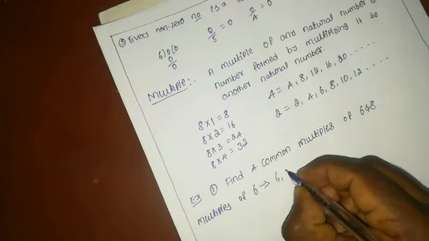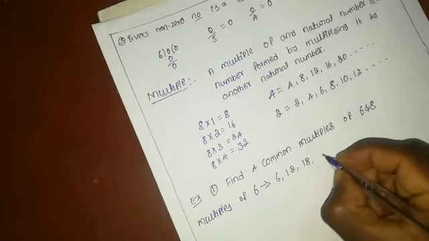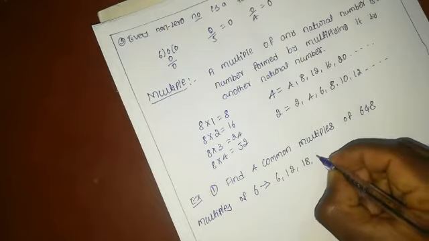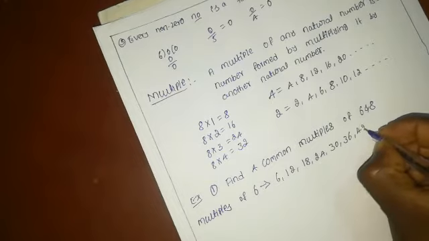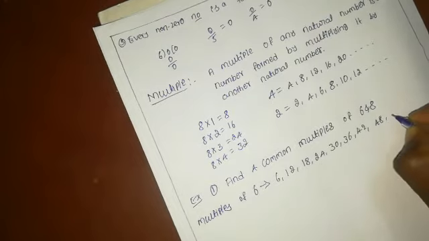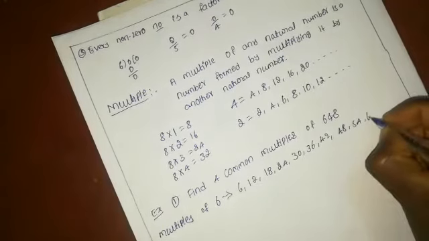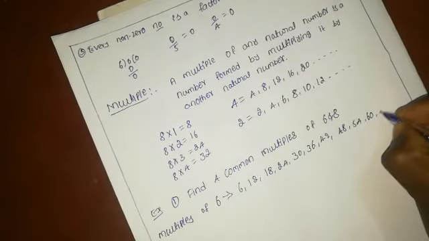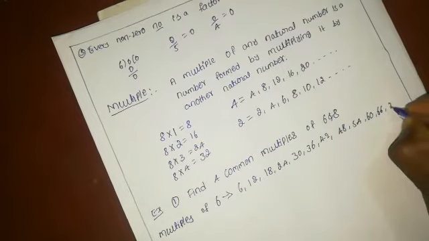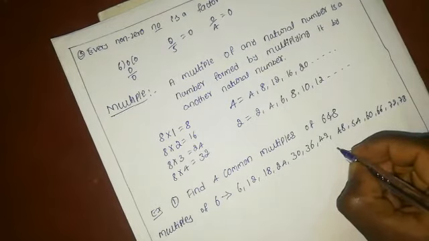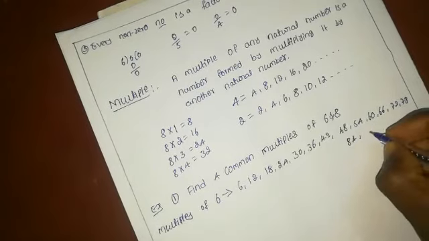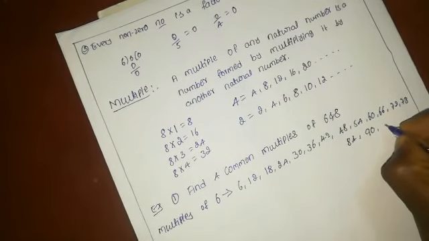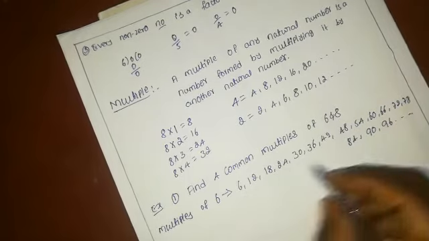6 ones are 6, 6 twos are 12, 6 threes are 18, 6 fours are 24, 6 fives are 30, 6 sixes are 36, 42, 48 and 54 and 6 tens are 60. These are all the multiples of 6, and 6 11s are 66 and 6 12s are 72, 6 13s are 78 and 6 15s are 84 and 6 16s are 90 and 96 and so on. These are all the multiples of 6.